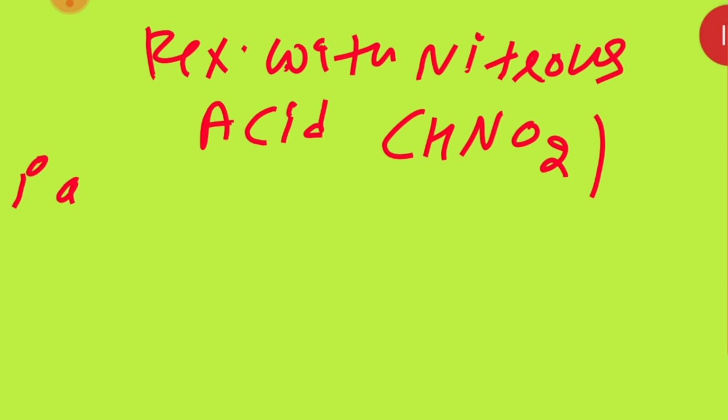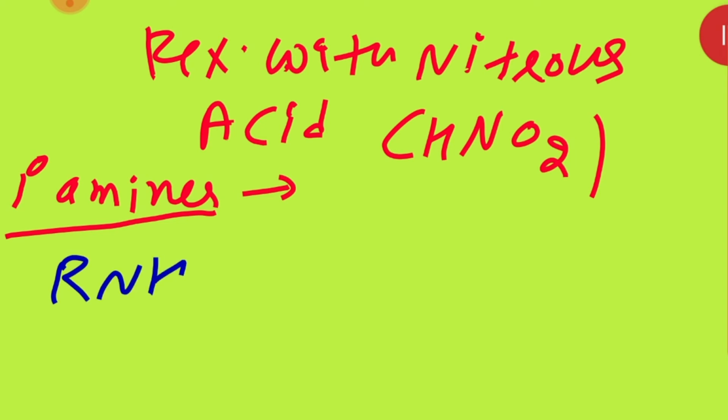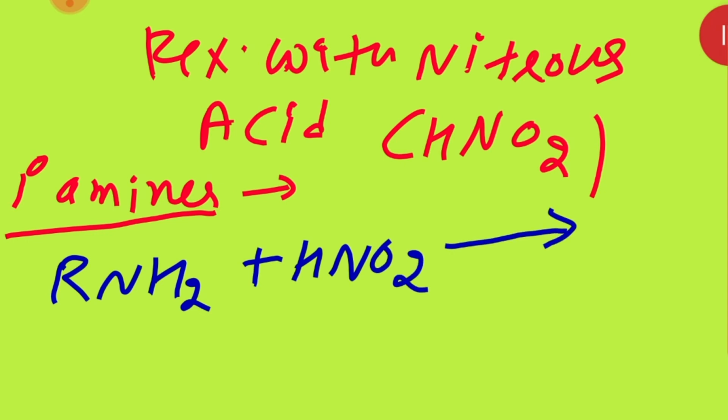Number one is here for the primary amine. Okay, there is RNH2 plus HNO2. Now what to do there beta? Here in the presence of NaNO2 and HCl, NaNO2 and the HCl.